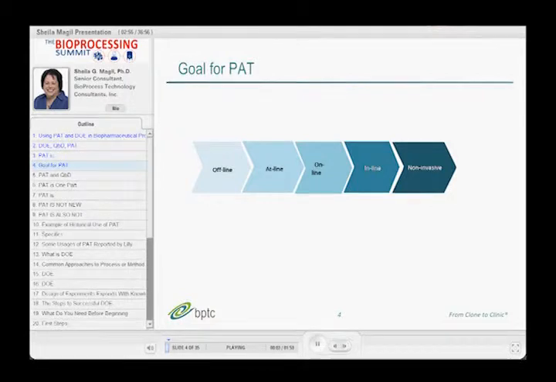Okay, what are the goals for PAT? Where we are currently is offline. Samples are taken, they're sent off to QC. Manufacturing may be sitting around waiting for a response, which fractions to combine, whether or not the material passes.